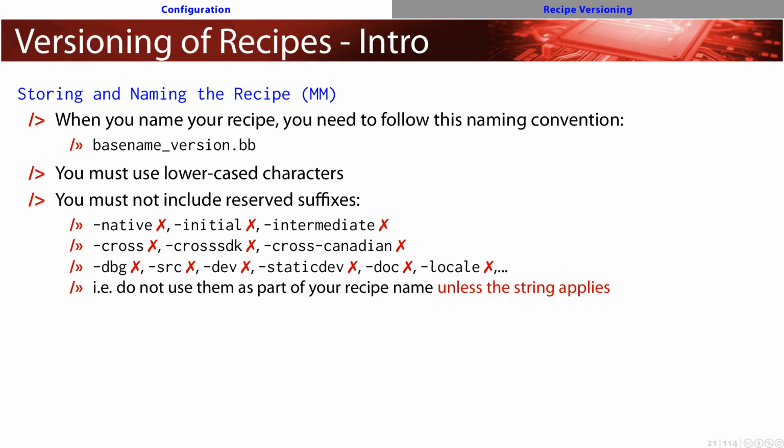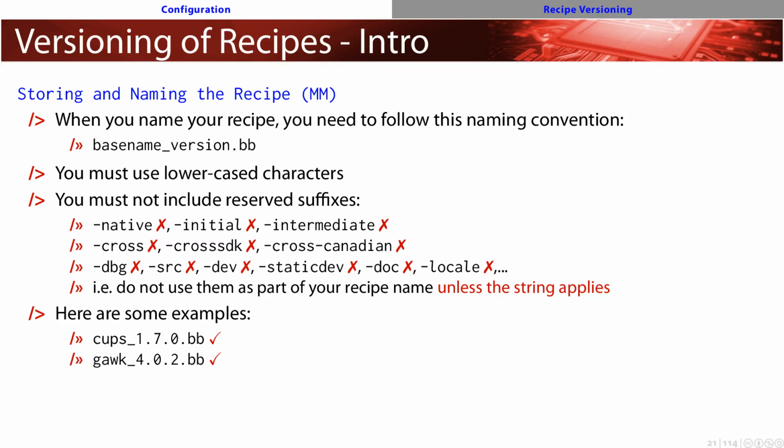As already mentioned, do not use those extensions as part of your recipe name unless you know what you are doing and the string applies. Here are some examples. cups_1.7.0.bb is a good recipe name. gawk_4.0.2.bb is also a good recipe name. ursi_0.8.16rc1.bb is not so good. Why? We will see this later in this chapter, and also how to help BitBake deal with funny recipe names.